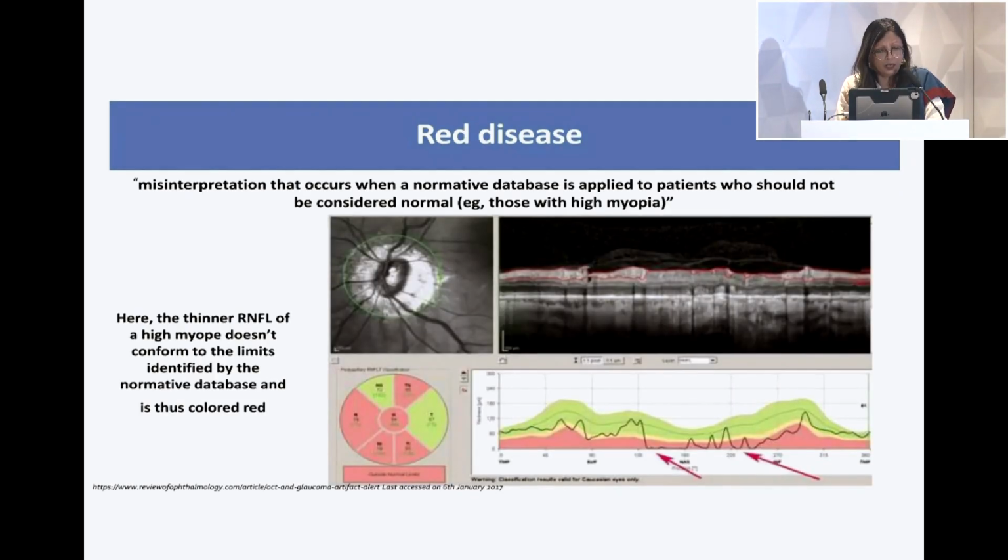Now, what is red disease? Misinterpretation that occurs when a normative database is applied to a patient who should not be considered normal, as for example, a high myope. So in a high myope, the peripapillary area might not be the best that you want for the scan. And in these cases, basically, you need to be very cautious, or you could have an absolutely red pie diagram like this, looking abnormal, but actually it's not.